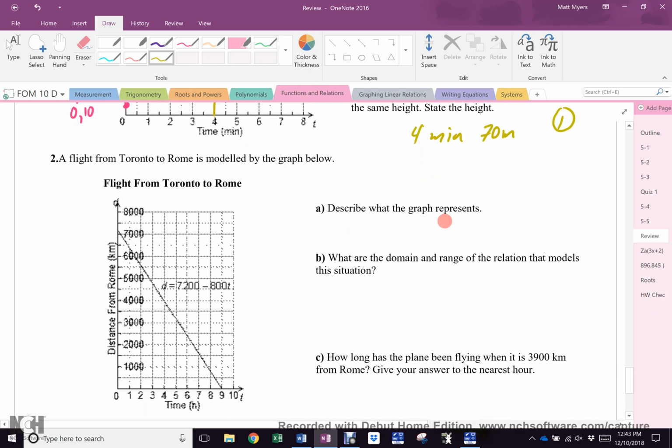What does this graph represent? Hint, hint. The title often tells you what a graph represents. Flight from Toronto to Rome.